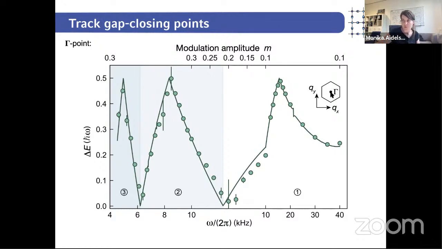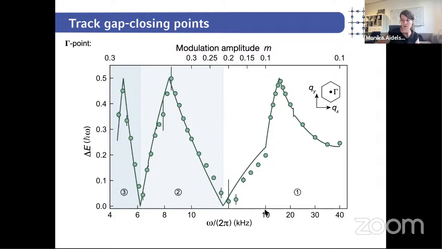We use the Stückelberg interferometry to measure the energy gap at gamma, but we could measure it at any other point. It's just that this one is the most interesting one, because there the gap closing point happens. Okay, so you see that in the high frequency limit, there's a finite gap, which at some point closes for certain parameters of the modulation.